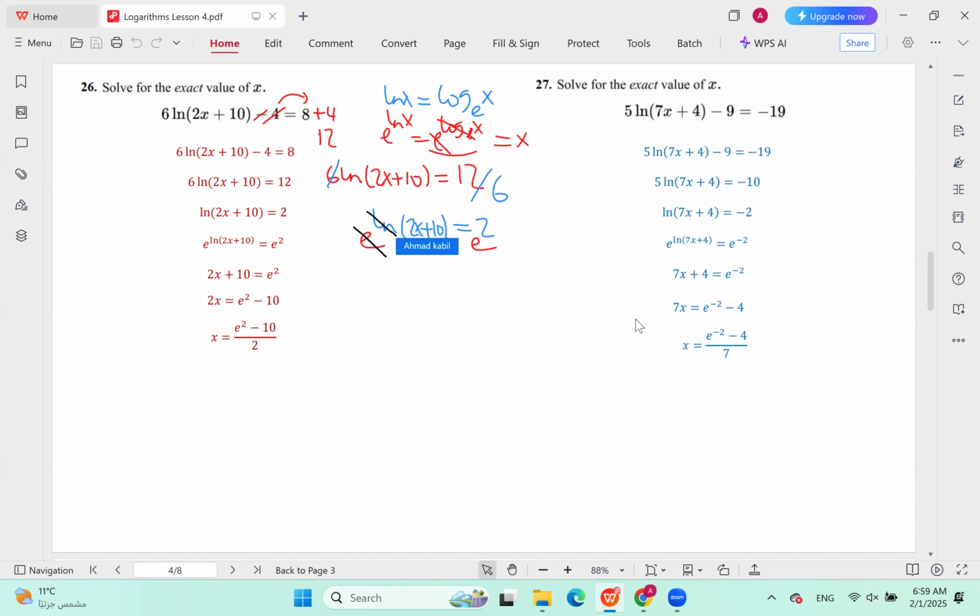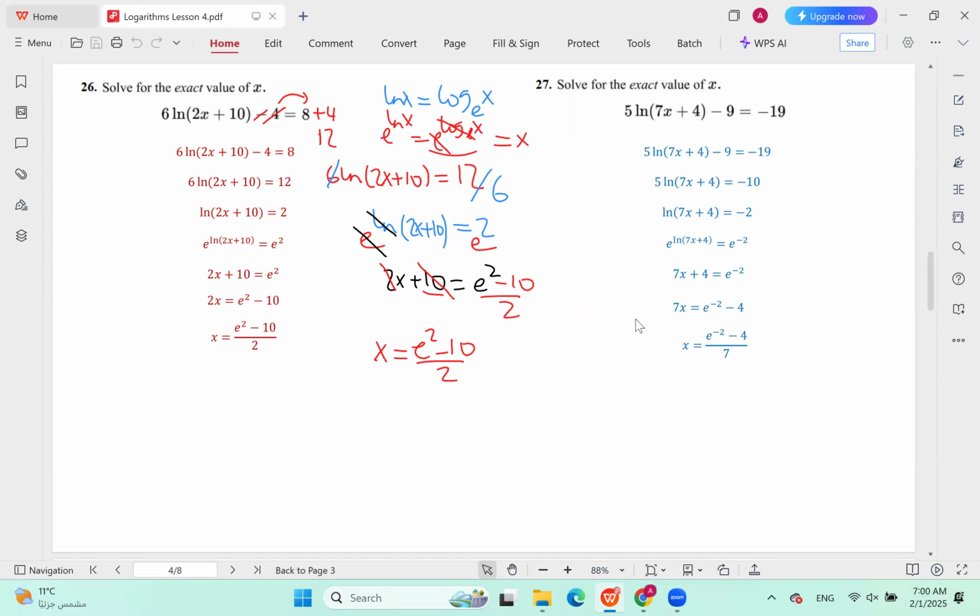And these cancel out. So we have 2x + 10 = e^2. We're going to keep e as e. We're not going to evaluate the decimal equivalent. And we're going to isolate the x. So the 10 goes to the other side with a negative, and then we divide by 2. And this becomes our final answer. x = (e^2 - 10)/2 is the final answer here.